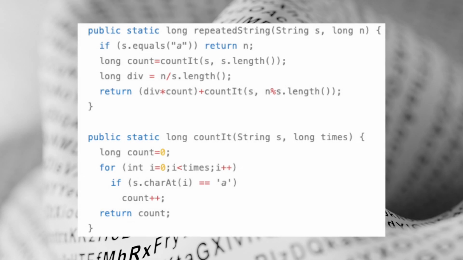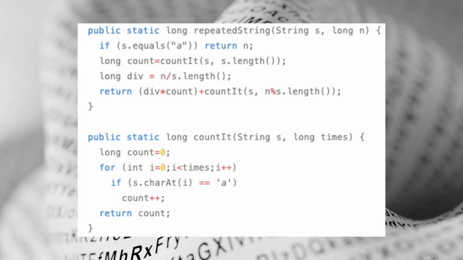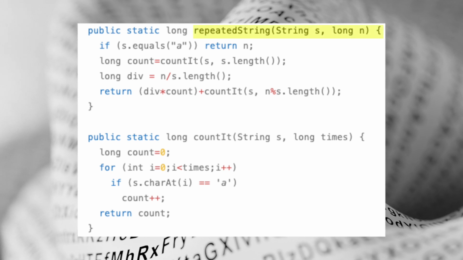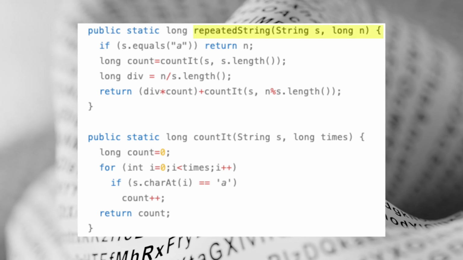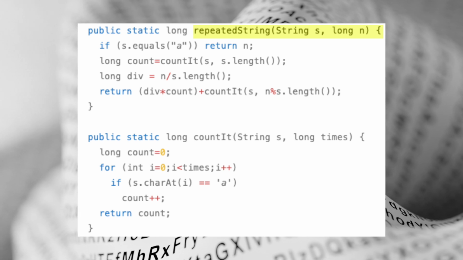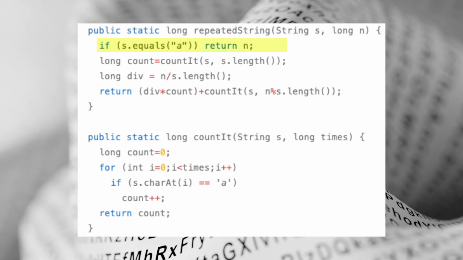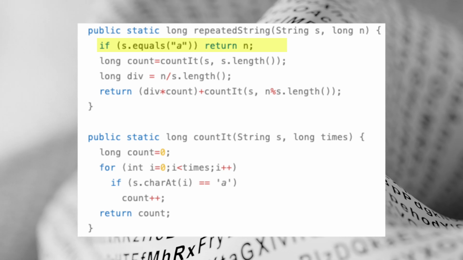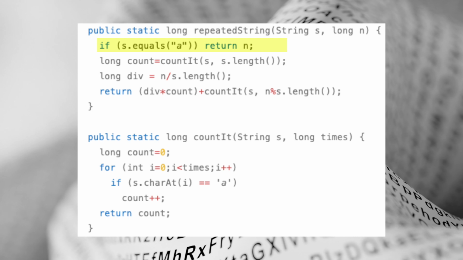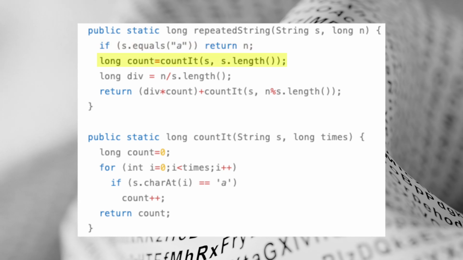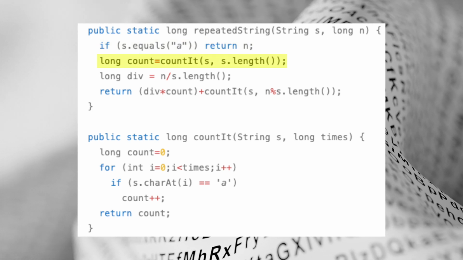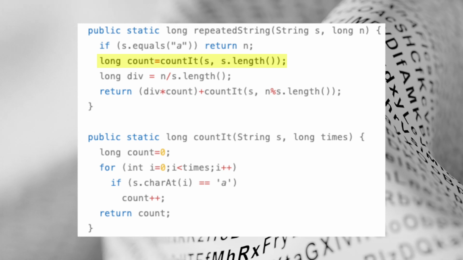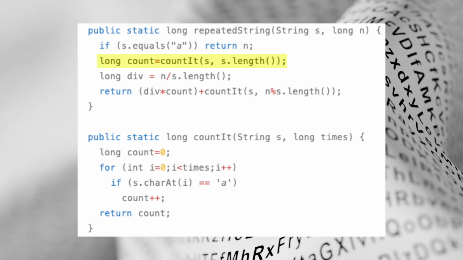The programmatic solution to the problem consists of 2 methods. The first method, repeated string, takes a string and a long, n, representing the number of characters a string needs to be extended to. First, an evaluation is made to determine if the incoming string is the letter A. If it is, the value of n is returned to the caller. Otherwise, a primitive long, named count, is initialized to the result of the call to the countit method, passing it the string and the length of the string.